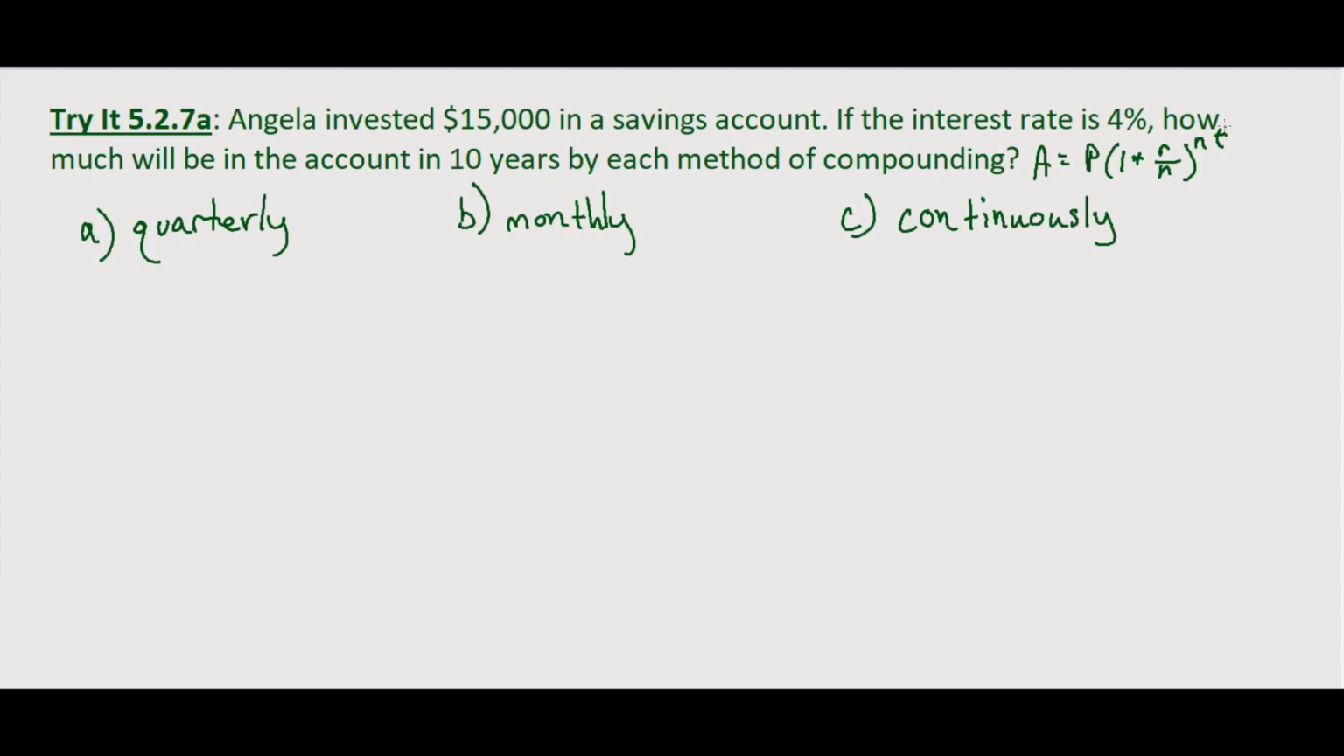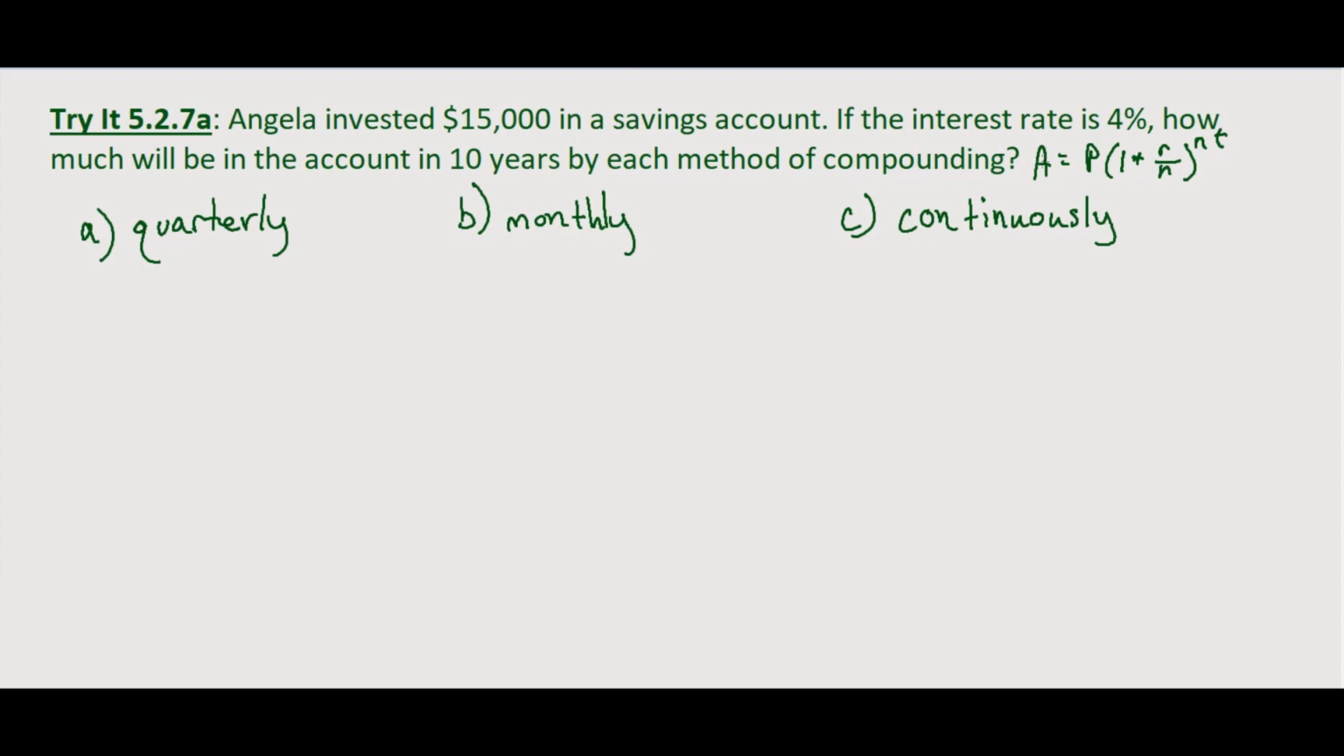So where is each one of those in our problem? We're told Angela invested $15,000 in a savings account. If the interest rate is 4%, how much will be in the account in 10 years by each method of compounding? And we're given quarterly, monthly, and continuously, which will work out separately.